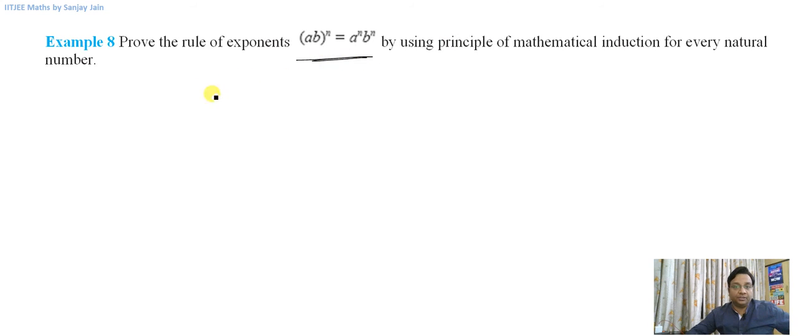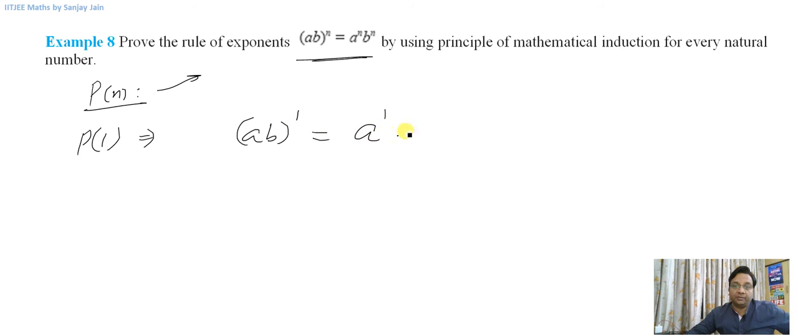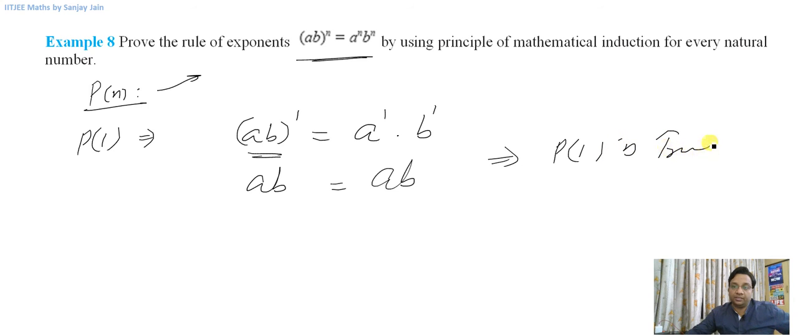Now we need to prove this. So first of all, let us consider this statement to be P(n). Check its validity for P(1). So (ab) raised to power 1 is equal to a raised to power 1 into b raised to power 1. So the left hand side will give me ab, and the right hand side also gives me ab. Hence I can say P(1) is true.